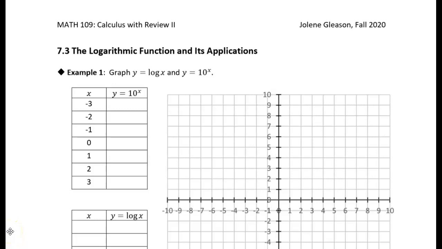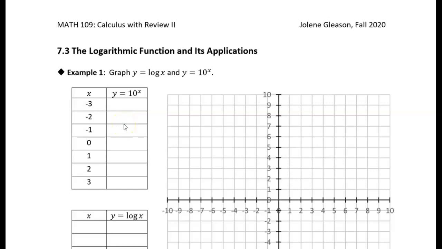All right, so today we're going to be taking a closer look at the logarithmic function and looking at some applications of the logarithm. So first of all, in example 1, we're just asked to graph y equals the log of x and y equals 10 to the x. All right, well, let's do that then. Let's put in some values for x.